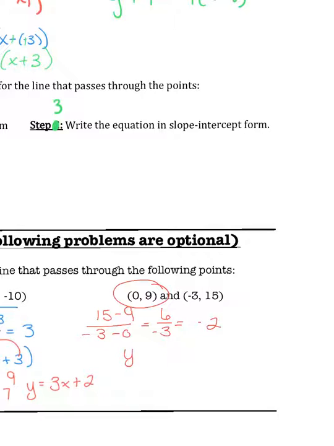So I'll do y minus 9 is equal to negative 2 times x minus 0. I'll distribute the negative 2, and really the 0 just kind of goes away, so I just got negative 2x. Then I'll add 9 to both sides, and I get y is equal to negative 2x plus 9.